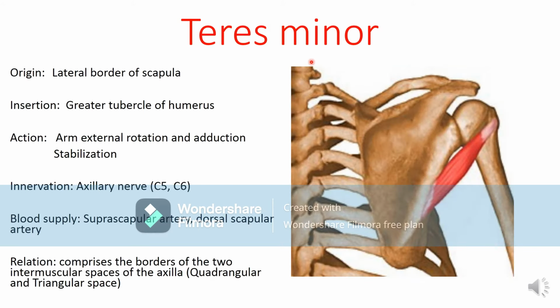Teres minor, which is the third muscle in this group, arises from the lateral border of the scapula and is inserted also in the greater tubercle of the humerus. It acts as an external rotator and abductor of the shoulder joint, and also provides stability of the shoulder joint. The axillary nerve supplies this muscle and also supplies the deltoid muscle. Blood supply comes from the suprascapular artery and the circumflex scapular artery. It forms the model of important triangles and spaces in the axilla.